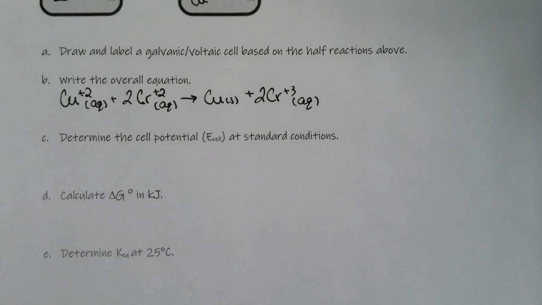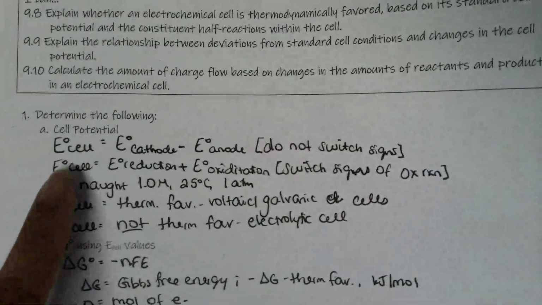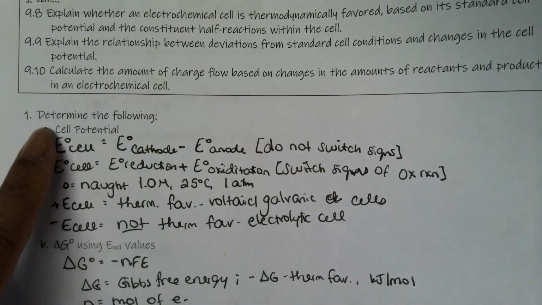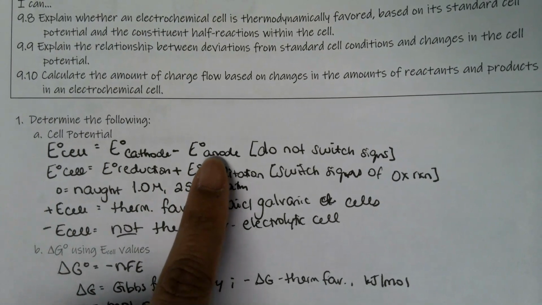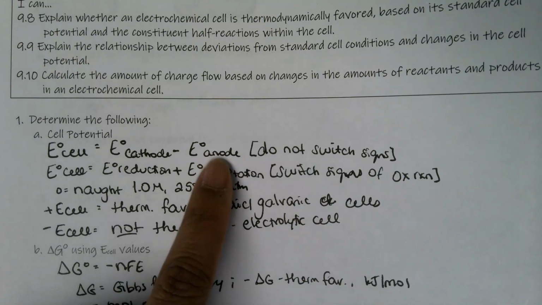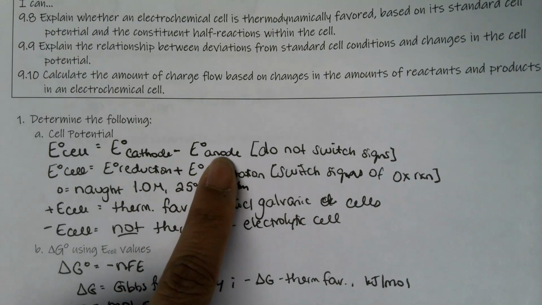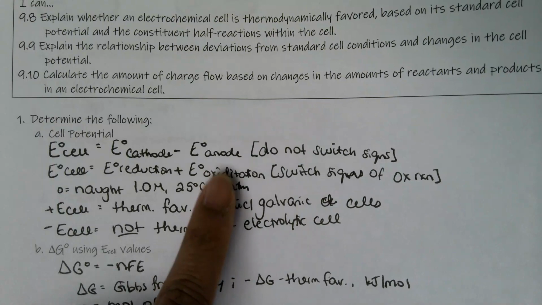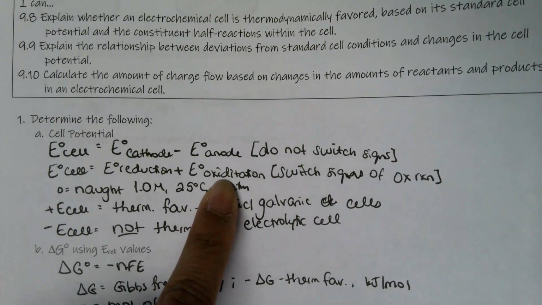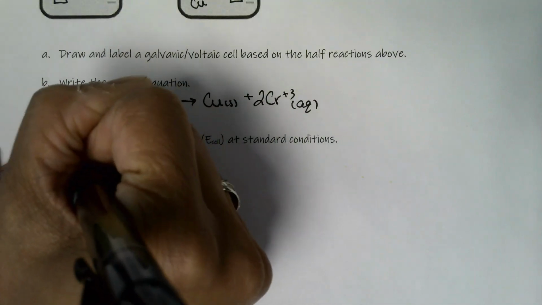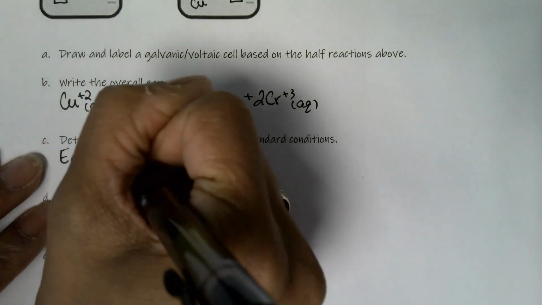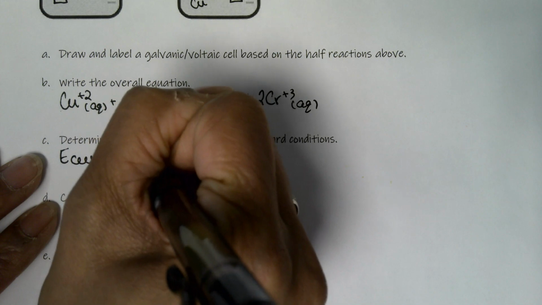For C, I need the cell potential at standard conditions. So that cell potential was right here. I could use either one of these 2 equations to do that. If I switched the sign, I want to make sure I put the correct one, the original one here for the anode. But if I did switch the sign, I could put that new sign here for oxidation. So because I did switch the sign, maybe I'll just use that one. Again, it doesn't matter which one you use as long as you put it in correctly.